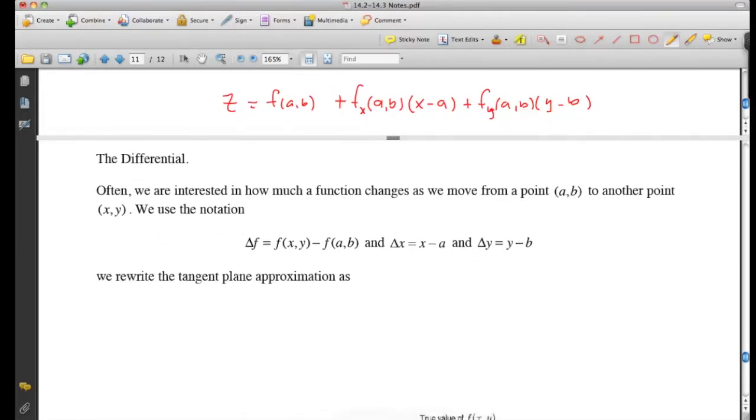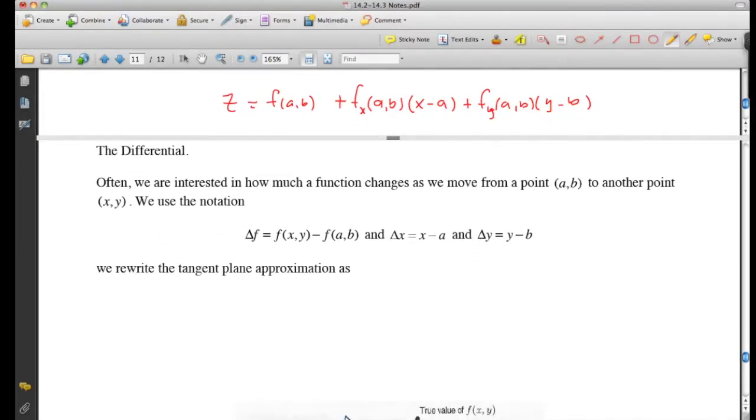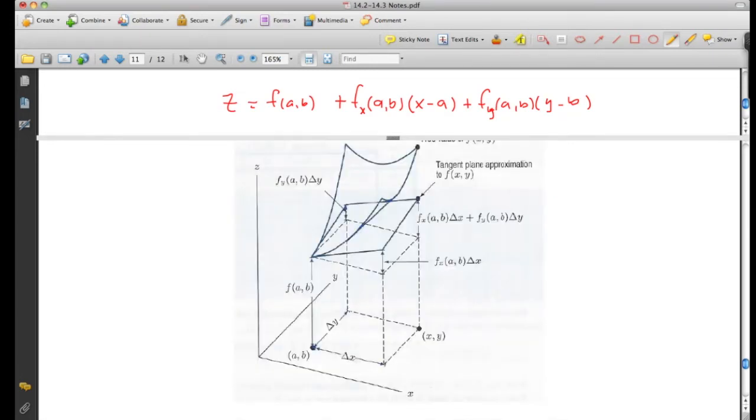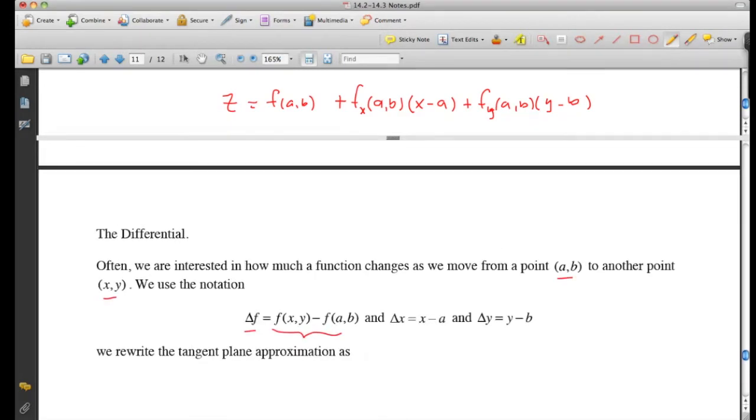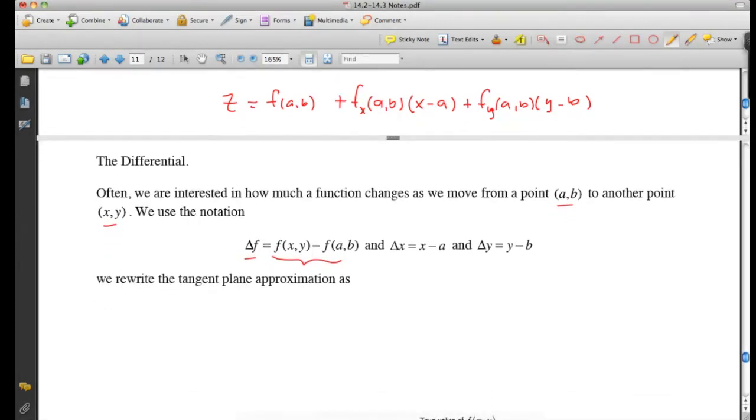The last thing that's in section 14.3 is something called the differential. What we want to know, well, first of all, let's just talk about some notation. The notation is, we're going to say that delta f is the change in the function. This is how much the function changes as we move from an ordered pair a,b to another ordered pair x,y. This is just how much of a change there is in the function. Then we're also going to define delta x as how much x changes from x to a and delta y as how much y changes from y to b.